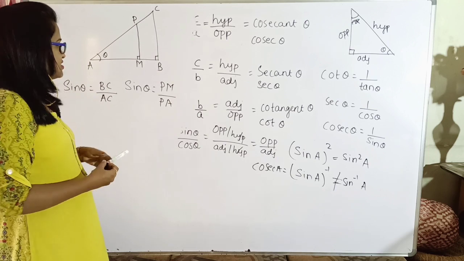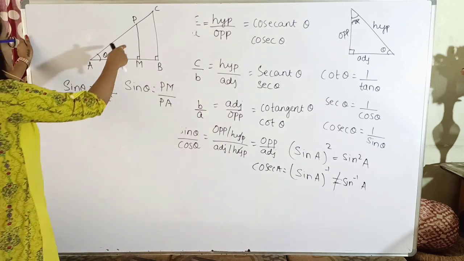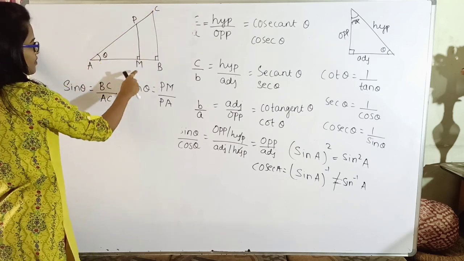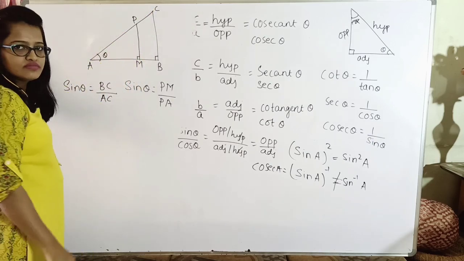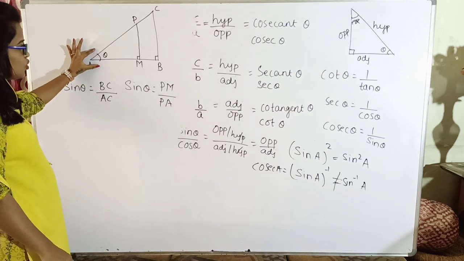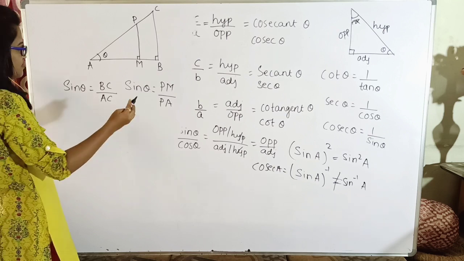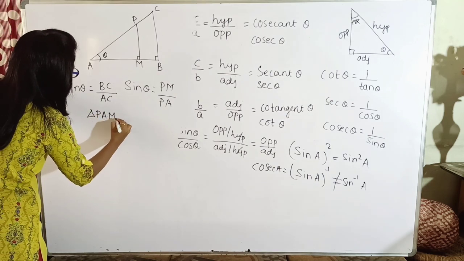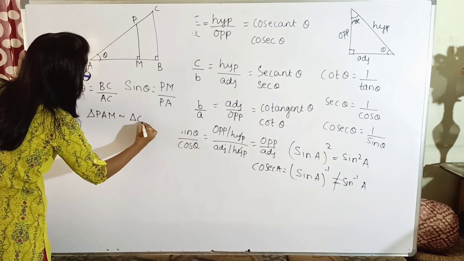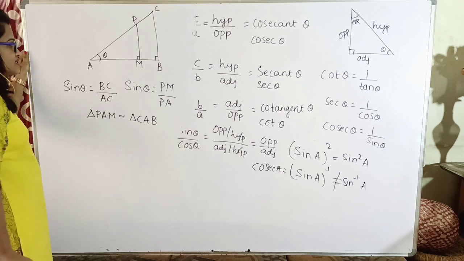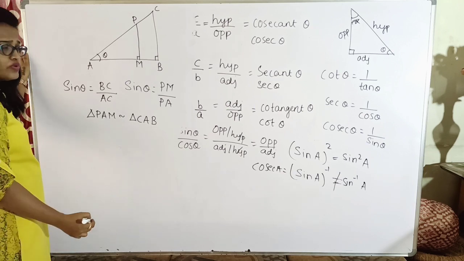Yes, let us see. If I consider triangle PAM and triangle CAB, angle M and angle B are equal, both are 90 degrees. Angle A is the common angle. Yes. So by the similarity criteria, triangle PAM is similar to triangle CAB, isn't it? If the two triangles are similar, the ratios are also equal.